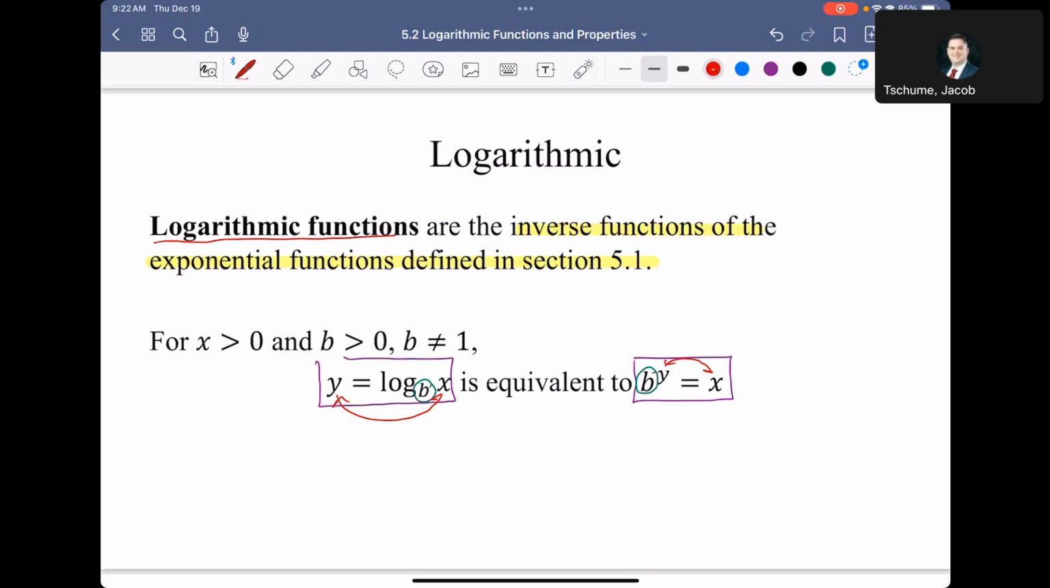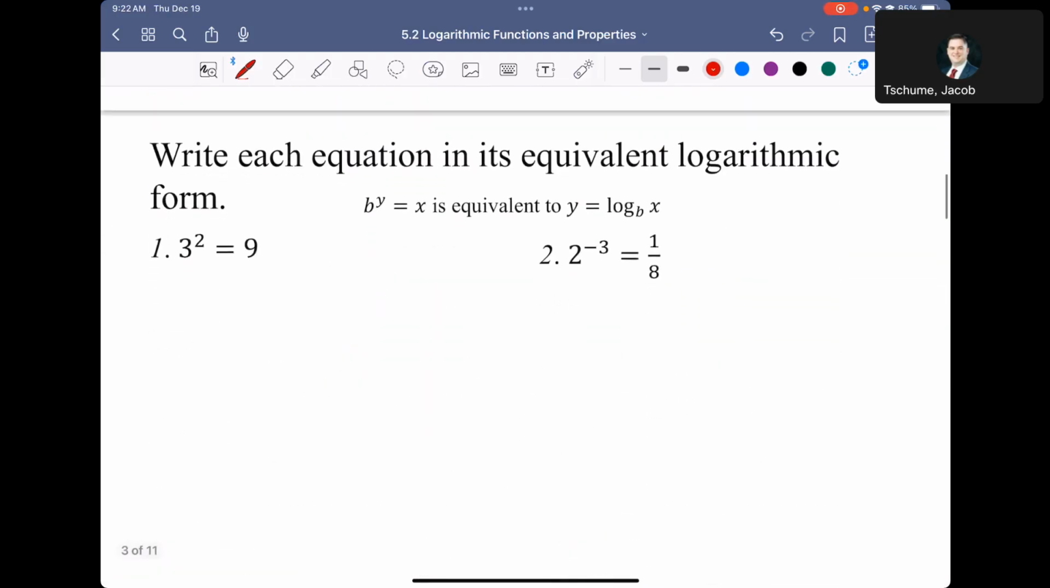We're going to do a number of examples today to practice this, but that's what you'll hear me say a lot, probably repetitively in this video. So let's do some conversions.